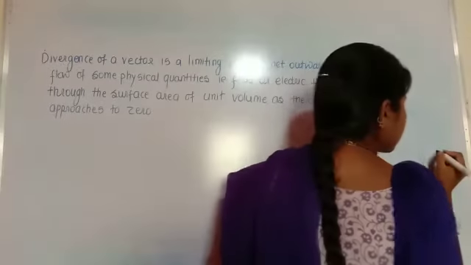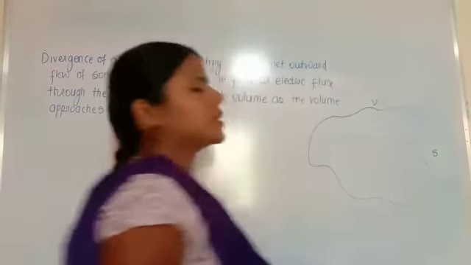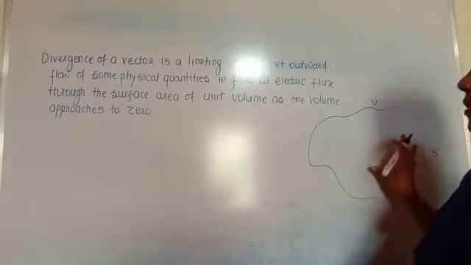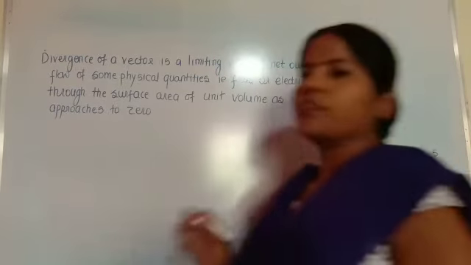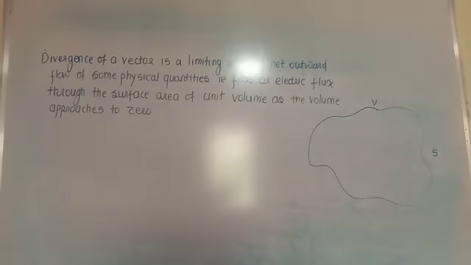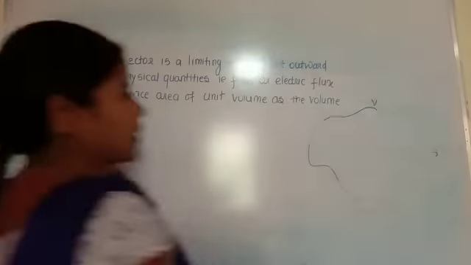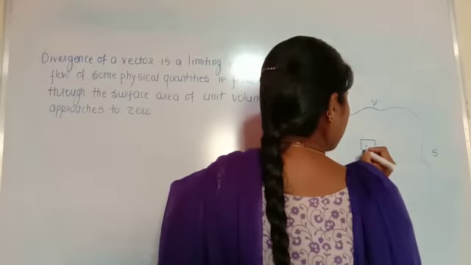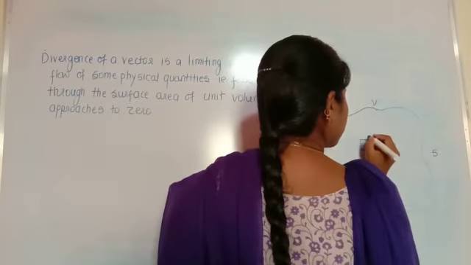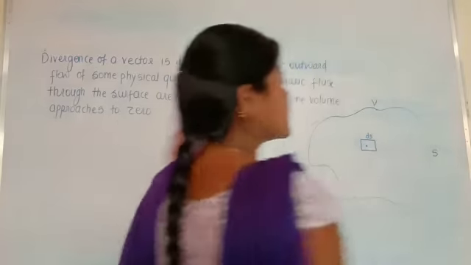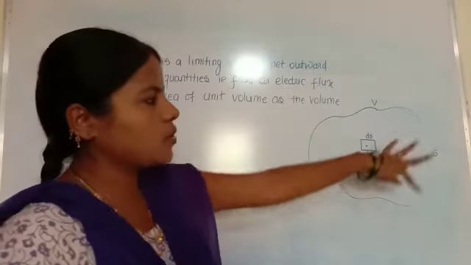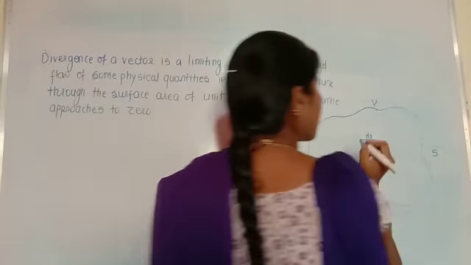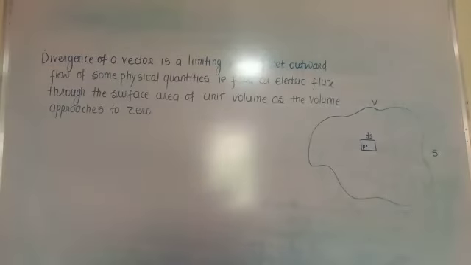Here S is the surface area and V is the volume. In the vector field, let us consider a vector field at point P. This point P lies in a small surface area with the value ds. We are considering a small surface area out of the total surface area, and in that surface area there is a point P in the vector field.